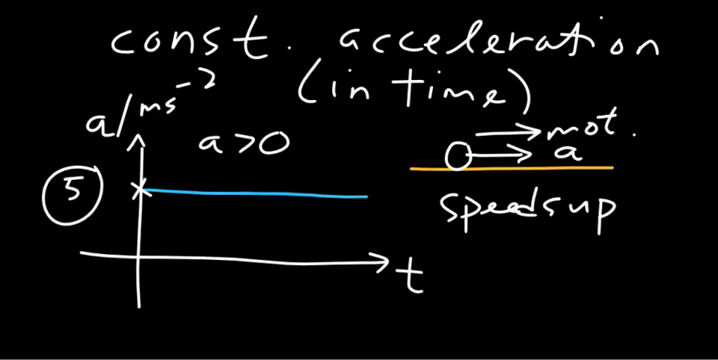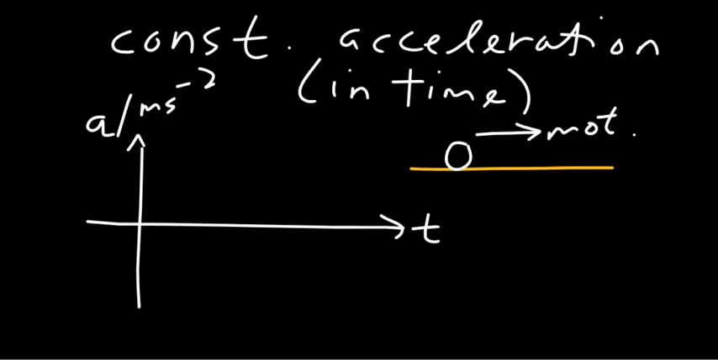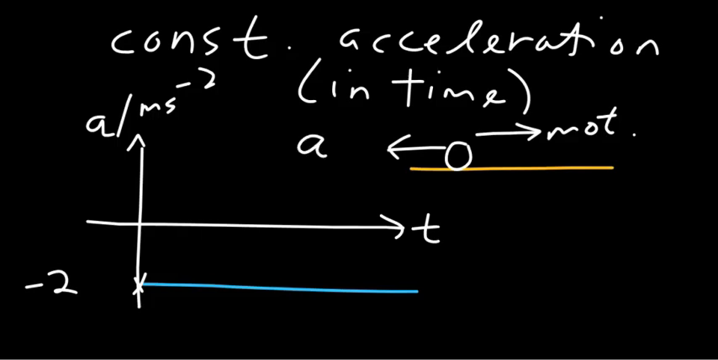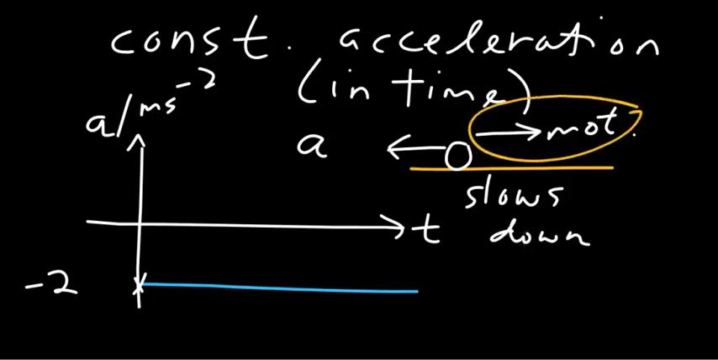with constant acceleration. On the other hand, acceleration can also be negative. For example, say an object with acceleration minus 2 meters per second squared. That means that the motion of that object is to the right, its acceleration is heading leftward, like that. And in this case, the object will slow down as it moves rightward until it comes to a complete stop.